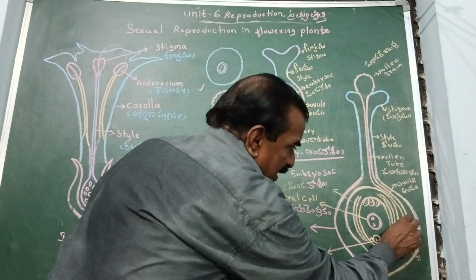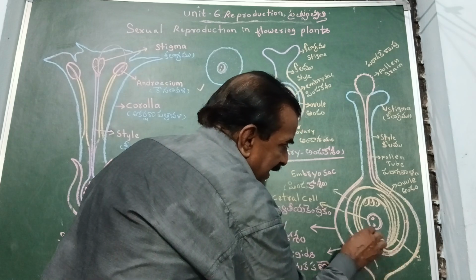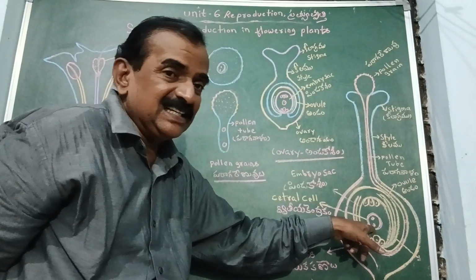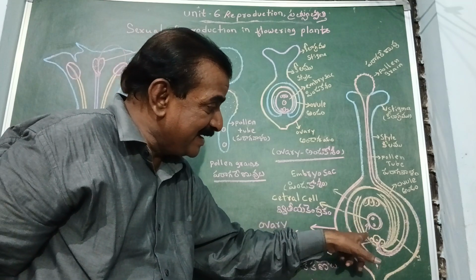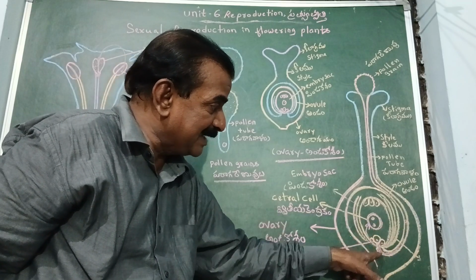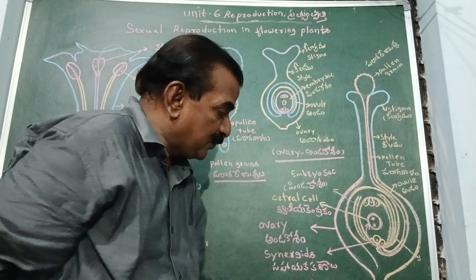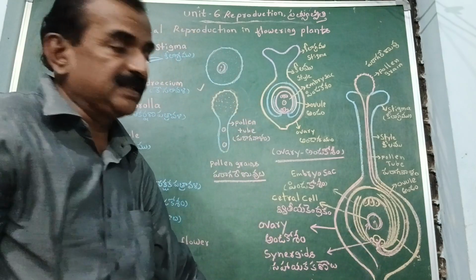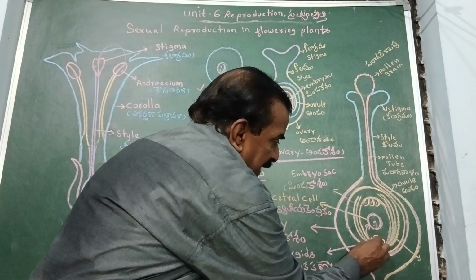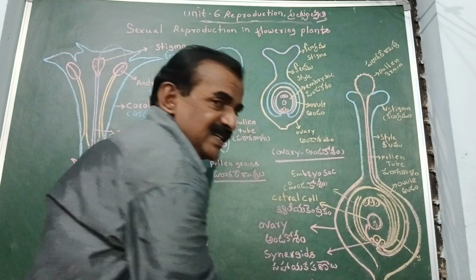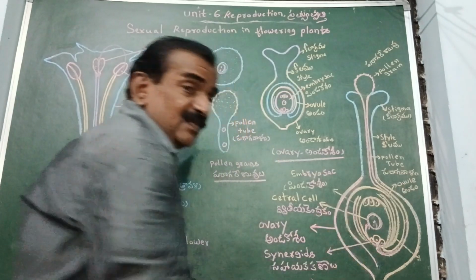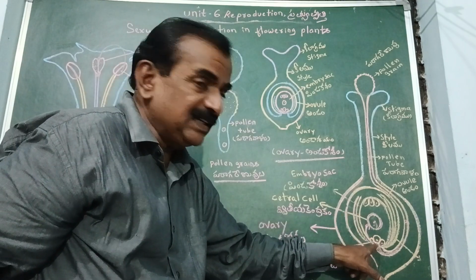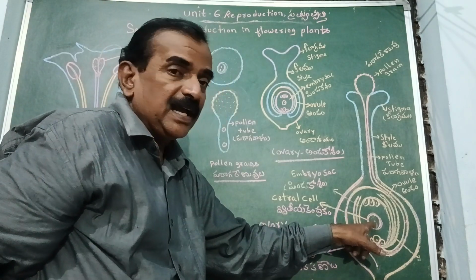And another male nucleus passes through the micropyle. It also fuses with what? Fertilizes what? The central cell. So at the time of entry of the second male nucleus, the 2 nuclei fuse together to form what is called the fusion nucleus. And this fusion nucleus finally fuses with the second male nucleus, and second fertilization takes place, and it develops as endosperm. The first fertilization develops as embryo, and the second develops as endosperm.